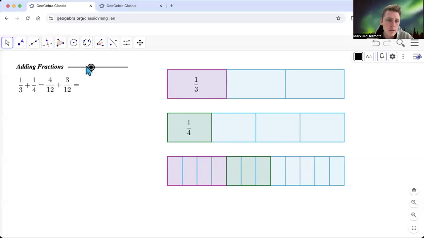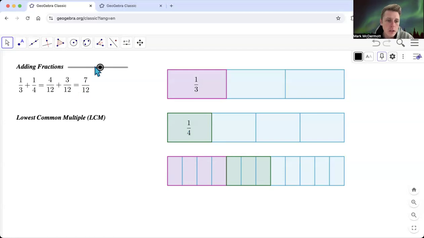So what we get is 4 twelfths plus 3 twelfths, which now we just add the numerators. So the numerator is the number on top. So 4 plus 3 is 7, and it's still all out of 12. One of the most common errors I see is students adding the denominators. You just add the numerators and you leave the denominator the same, because you can see here you've got a total of 7 twelfths.